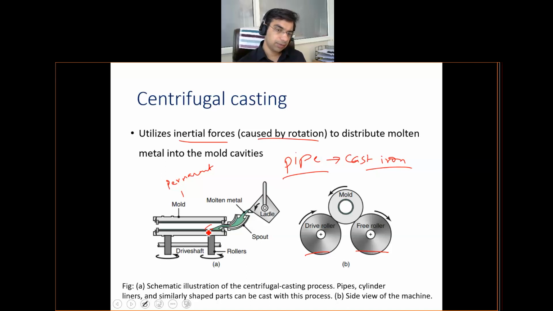This type of process is quite low cost. You do not need any pattern or any core in this regard. No chaplet is required, but only by using the centrifugal forces you can develop the complete product. Examples are pipe and cylinder lining. These can usually be made using this process.